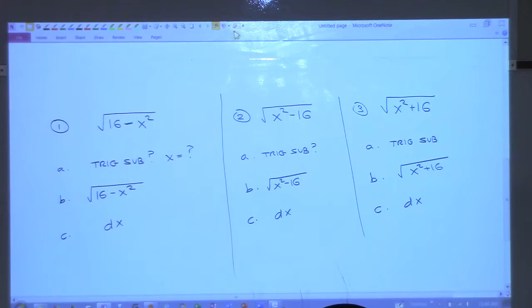So A is to find the trig sub and B is... Then if you use that trig sub, then what does that turn into? I see. What's the derivative of your trig sub?